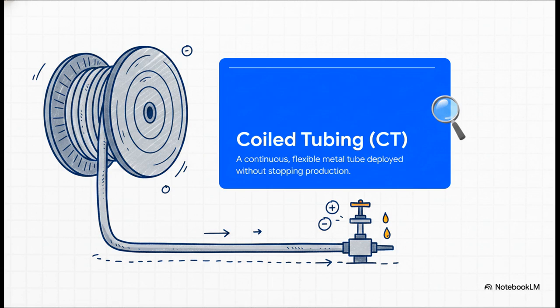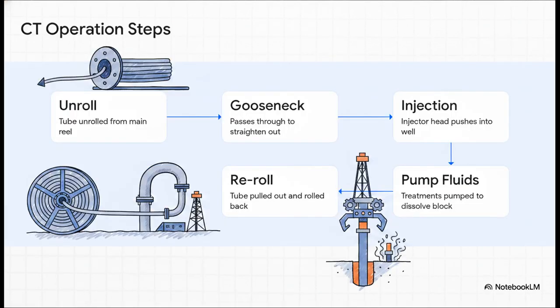Now imagine wrapping that solid steel tube around a massive spool, kind of like fishing line. The best part? This continuous pipe can be unspooled and pushed straight into a highly pressurized well without ever having to halt oil production. And, incredibly, these flexible steel tubes can reach up to 9,000 meters in length. That is wild! The operational sequence is just a beautiful display of mechanics.